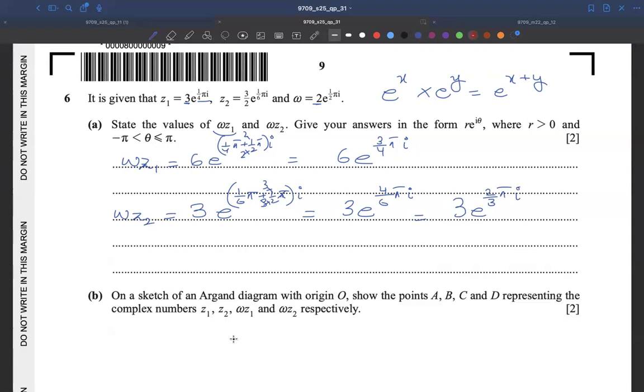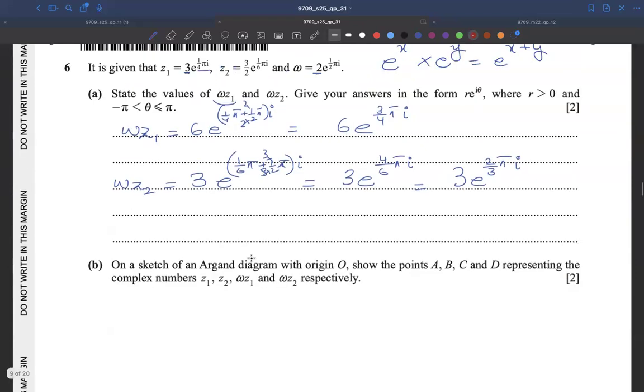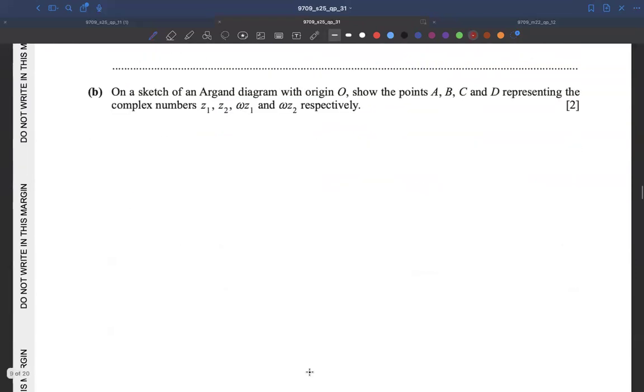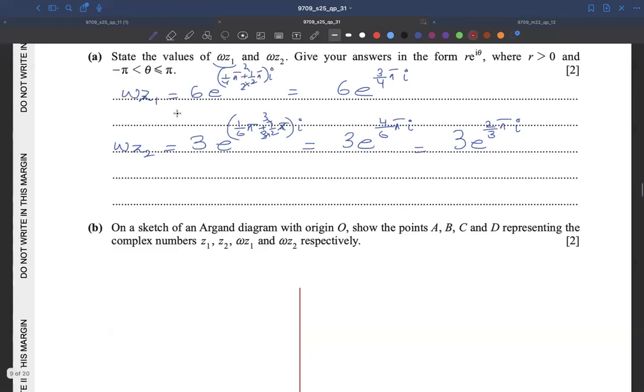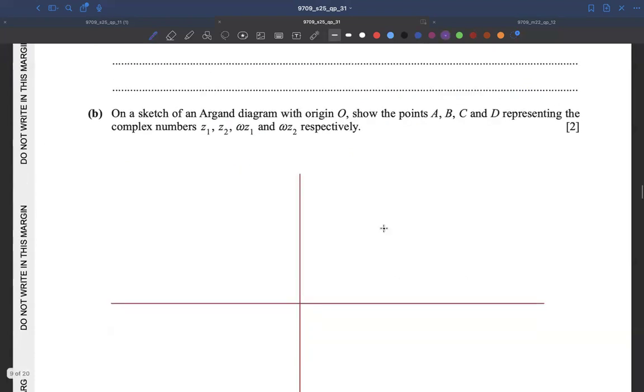Now in part B, we have to sketch a diagram with origin O showing the points A, B, C, and D representing the complex numbers Z1, Z2, ωZ1 and ωZ2 respectively. So first let's make the X and the Y axis over here. Now starting with Z1, Z1 has a magnitude of 3 and the direction is positive 1 upon 4 π. So let's say roughly this is 1 upon 4 π and let's say this length is 3. So this will represent Z1 or point A, and this angle would be 1 upon 4 π.